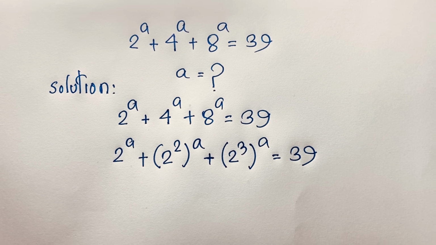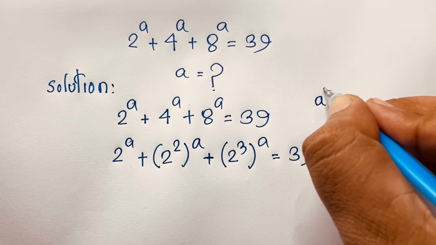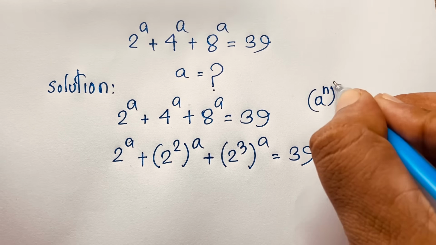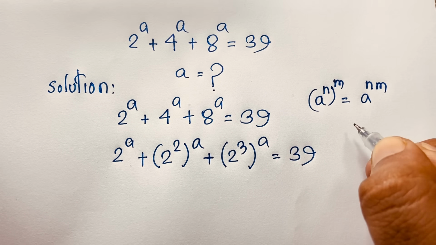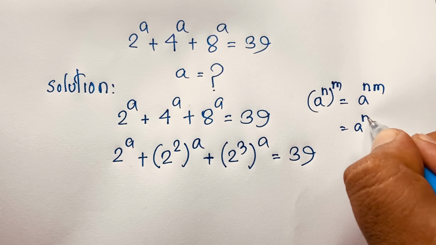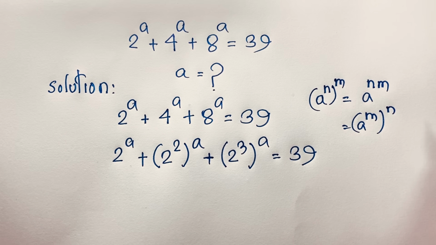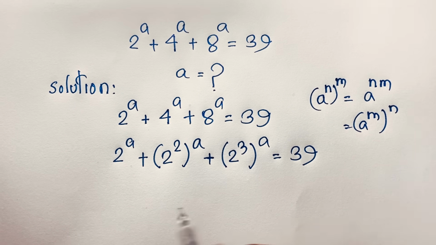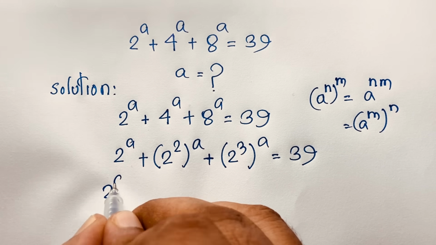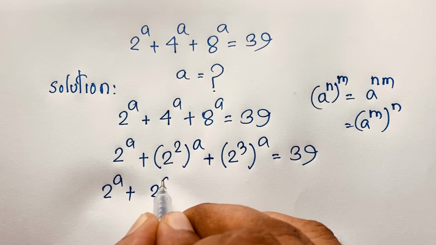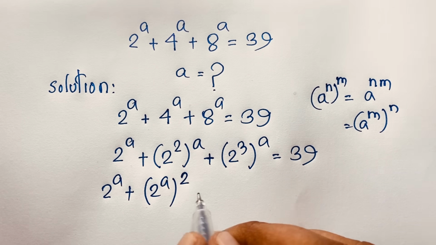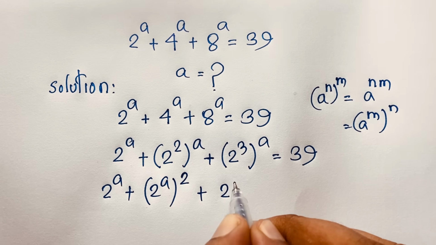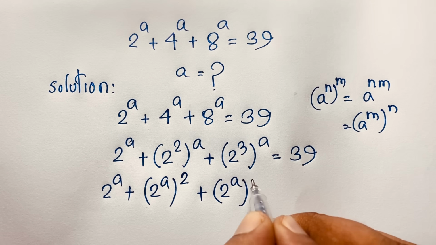Now according to the exponential formula, we know that (a to the power n) bracket power m will be a to the power nm, or you can say it will be (a to the power m) bracket power n. So if I apply this formula here, it will be 2 to the power a plus (2 to the power a) bracket power 2. I just move the 2 inside the bracket, and here (2 to the power a) bracket power 3.